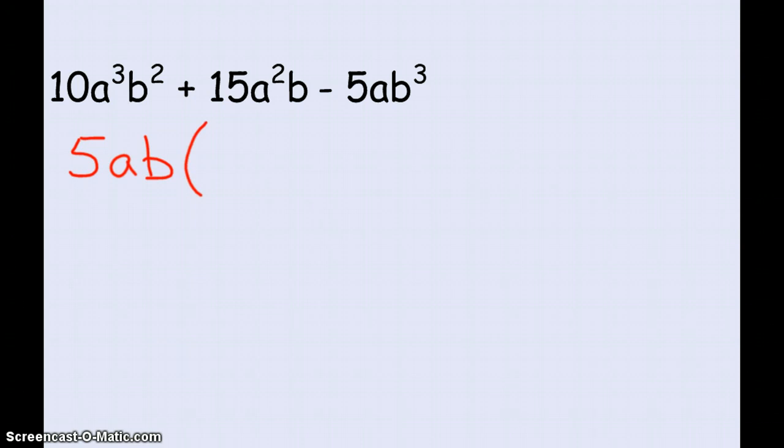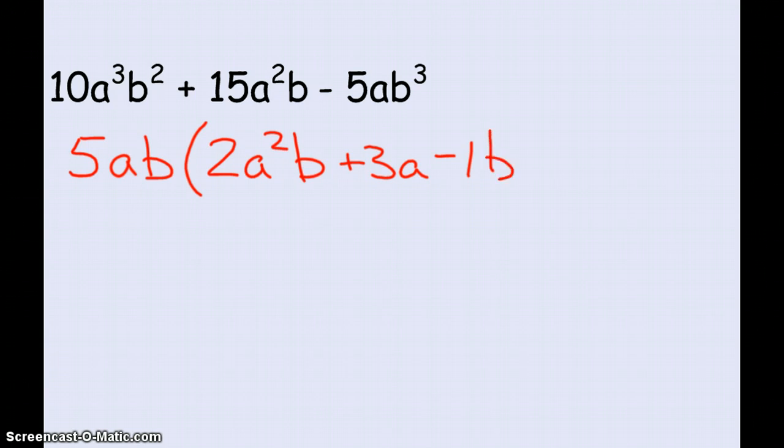And we begin our parenthesis to write what's left over. So 10 divided by 5 is going to be 2. A to the third, it's going to become a squared when we take one of the a's away. And b squared, when we factor out a b, it's going to leave us with a b to the 1. And then from there, 15 divided by 5 is going to be 3. A squared, take away an a, we're left with a to the 1. And we had a b, took the b out, there are no b's left. Leaving us with the final piece there, negative 5 divided by 5 is going to be negative 1. A, factoring out an a, there's no a's left. And b cubed, we factor out a b, and we're left with b squared.